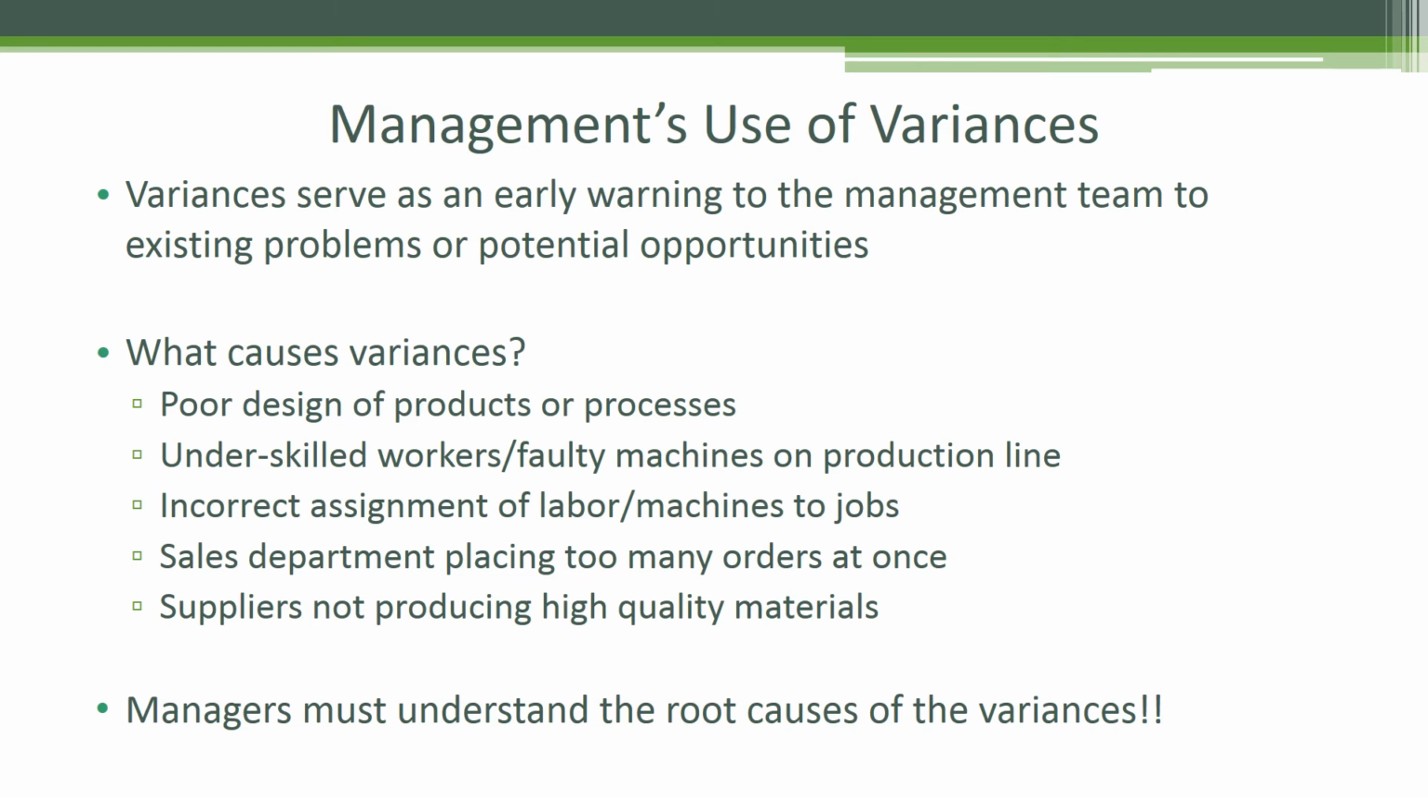What causes variances? Could possibly be poor design of products or processes, underskilled workers, faulty machines on the production line, incorrect assignment of labor and or machines to jobs, sales department placing too many orders at once, or suppliers not producing high quality materials. It's important to note that managers must understand the root causes of variances before making any determinations.